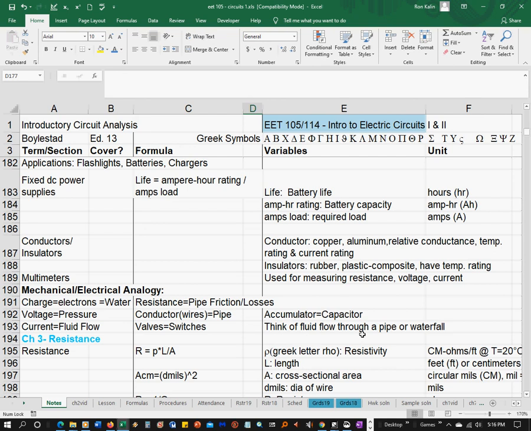So think of fluid flow through a pipe or a waterfall. When the water falls down, it's flowing. That's the current flow. And the difference in the height from the top of the falls to the bottom would be the voltage. And the rocks would be the resistance. And the river or whatever it's flowing through would be the conductor.